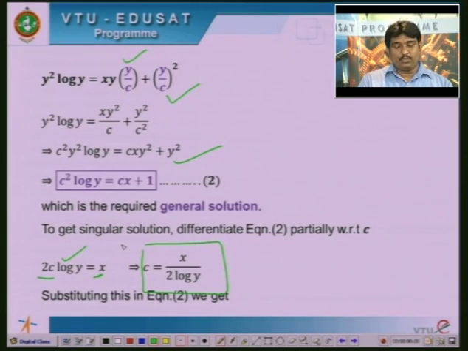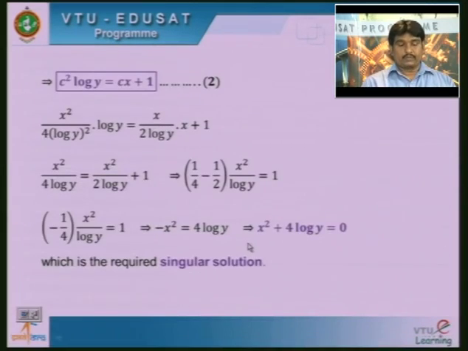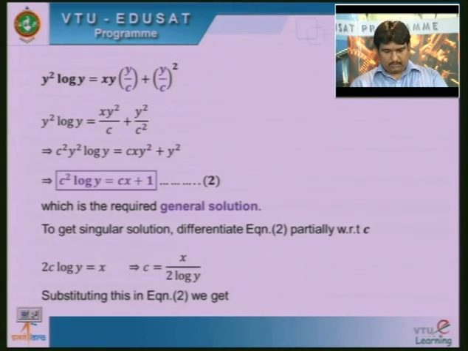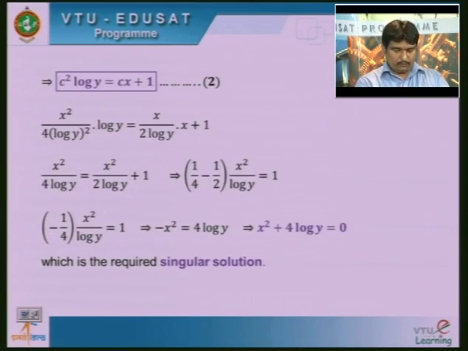Now substitute this value of c in equation number 2, the general solution, c square log y equals cx plus 1. This is equation number 2. It is the general solution. In this equation, we have to substitute c as x by 2 log y.